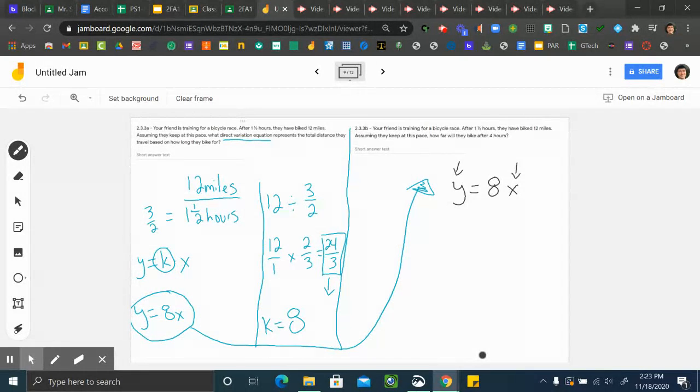Well, here, let's look at the previous scenario. 1.5 hours gives us 12 miles. So the smaller gives us the larger. The hours gives us the miles. So the amount of hours is going to be 4. So 4 times 8. So y equals 8 times 4. So y equals 32 miles. Okay.